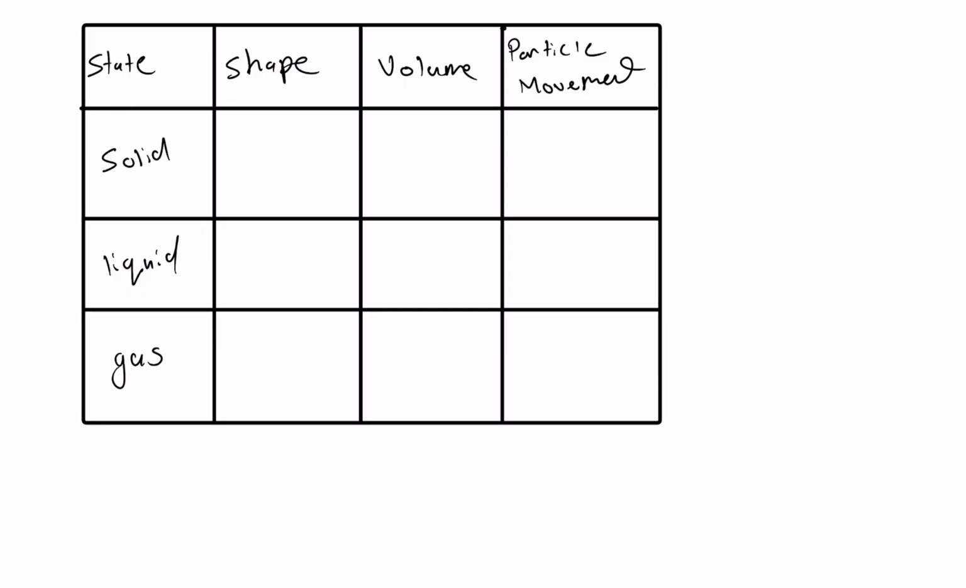So what is the shape of a solid? The shape of a solid is definite. It stays the same. What is the shape of a liquid? Takes the shape of the container. And then what is the shape of a gas? A gas is like a liquid. It takes the shape of the container.